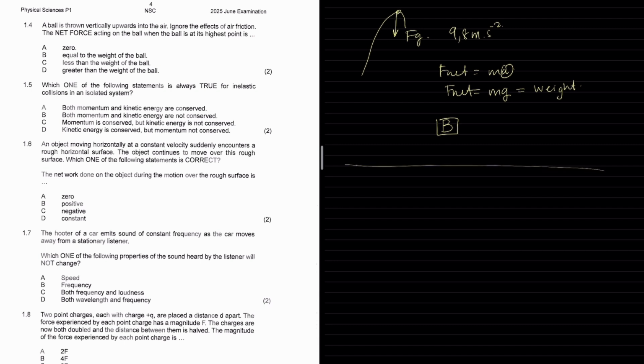Okay, question 1.5. Which one of the following statements is always true for inelastic collisions? So remember, for an elastic collision, we have momentum and kinetic energy conserved. For an inelastic collision, we have only momentum conserved. So if we're going through our options here, both momentum and kinetic energy are conserved, that's false. Both momentum and kinetic energy are not conserved, that's false. Momentum is conserved, but kinetic energy is not conserved, that is true. So the answer to 1.5 is C.